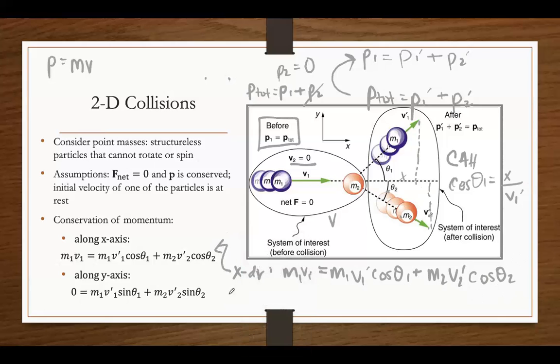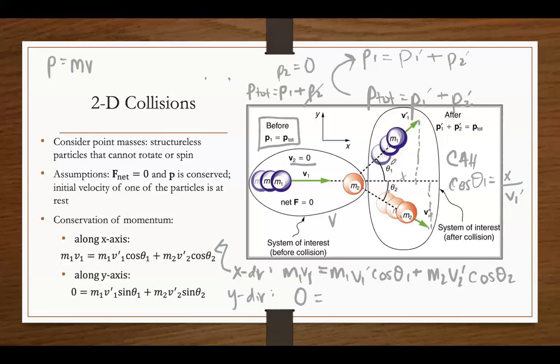Now let's go ahead and do our y direction. Along our y axis, you may notice that our momentum is, again, just along the x-axis. So there is nothing in the y-axis here, which means that there is no velocity in the y direction. So it's actually just 0.